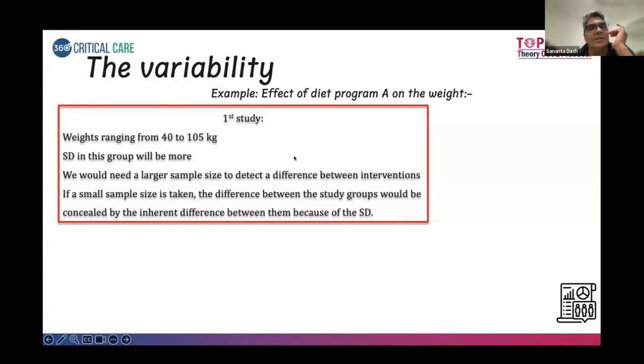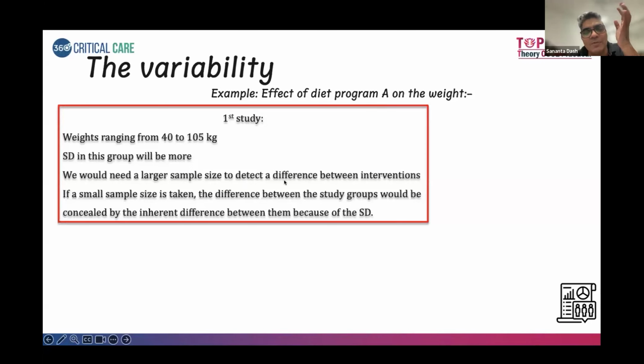Suppose the weight range is varying from 40 to 105, and suppose the mean is 60 with a standard deviation of 15, so 60 plus 15 and 60 minus 15 is the standard deviation range. And if you find the effect of program A has reduced the weight by 5 kilos, which is less than the standard deviation, then it doesn't make any sense because the population is so varied.